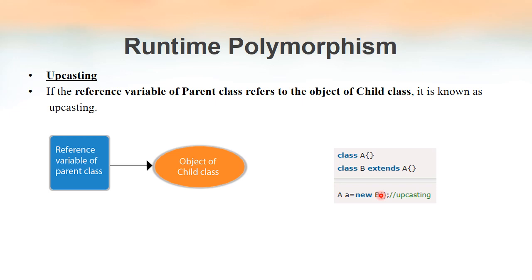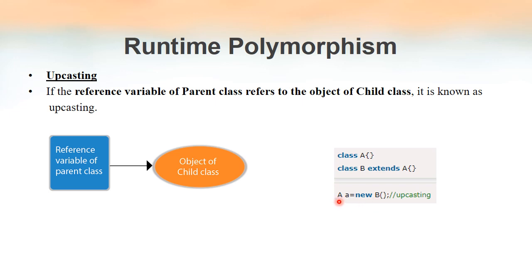When do we call a constructor? We call constructors only for creating objects. So here when we call the constructor of class B, that means we are actually creating an object of class B. But that object is being referred by a variable A whose type is class A.